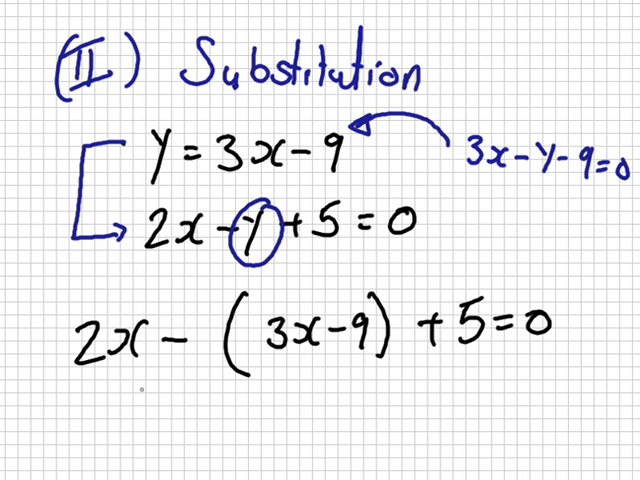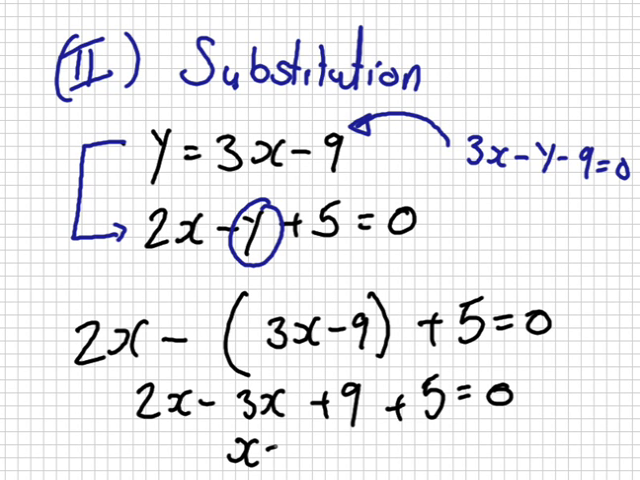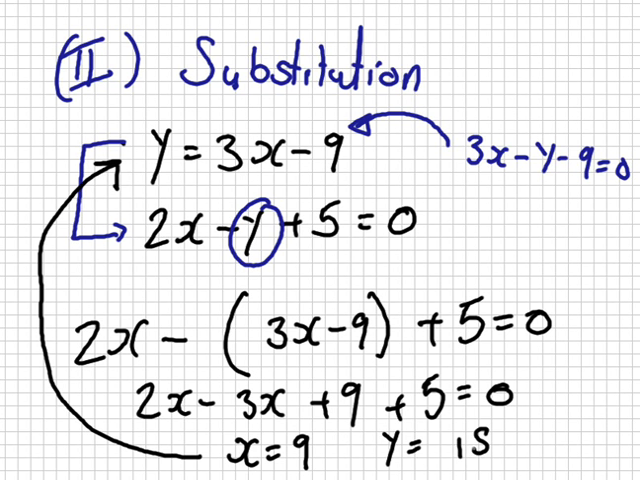So now this is like the first lesson. 2x minus 3x plus 9 plus 5 equals 0. So this will be x equals 9 when you work it out. How do we get y? Not a problem. We just take this answer and put it back in here. And we'll get y equals 18. 27 minus 9. And that's the answer.